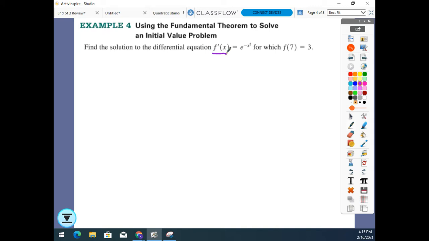All right, whether we're given dy/dx or f prime of x, we just integrate both sides. When you integrate the derivative, we get f of x equals. Now, be really careful here.